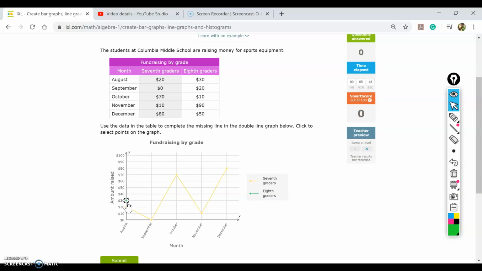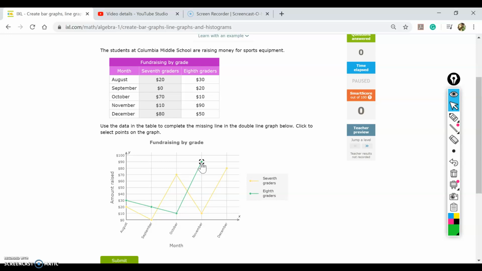Now, if we go to September, how much money do I have in September for the 8th graders? You have $20. So I go to September, I go to 20, and I click on 20. Then I need to go to October. If I go to October, that would be $10, which is right here. Then for November, oh, I'm sorry, for October, yes, we're good, it's 10. And then for November, we have $90. So I go to the top, 90.